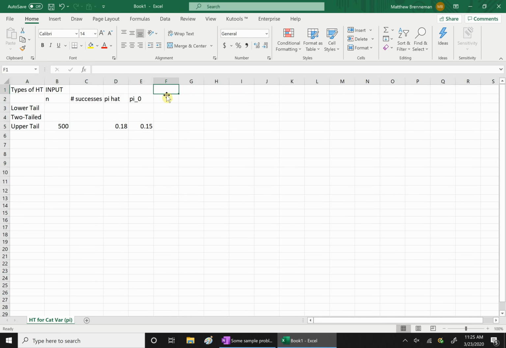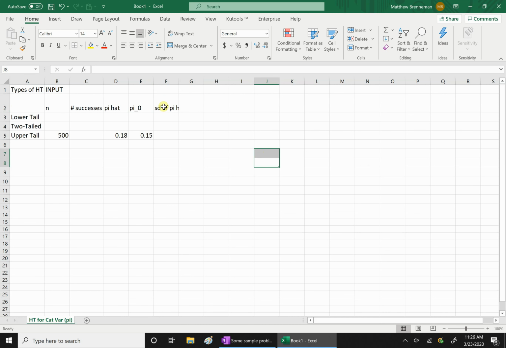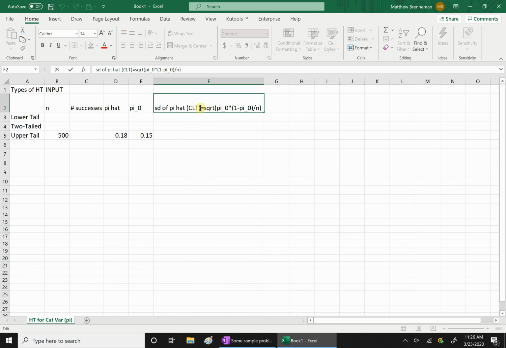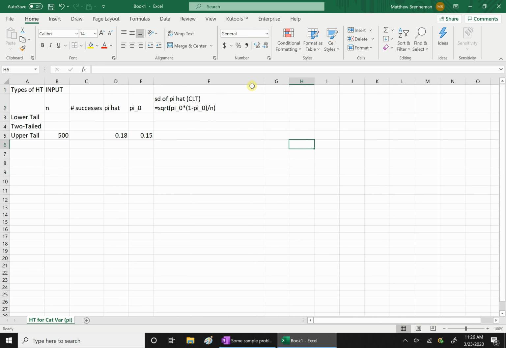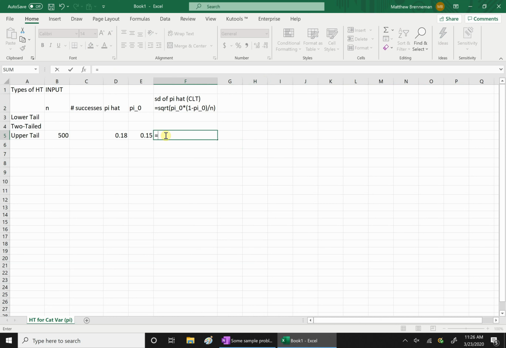Okay. So what do I need? Well, I need the standard deviation of pi hat. And this is what we get from the central limit theorem. It's equal to the square root of pi naught times 1 minus pi naught divided by the sample size. That's what I'm going to type in. There we go. Okay, so let's go ahead and compute this. So this is going to be equal to the square root. And you have to be a little careful here, okay, because you're going to say 1 minus pi naught, but you have to make sure that it's in parentheses, okay? Divided by the sample size, and I'm taking the square root of that whole thing.